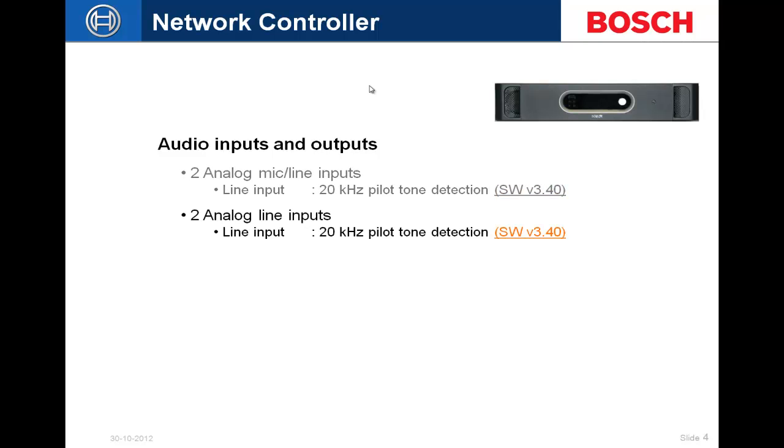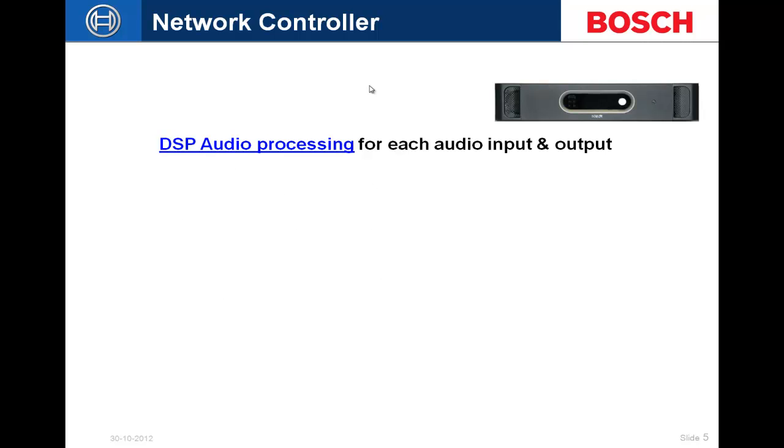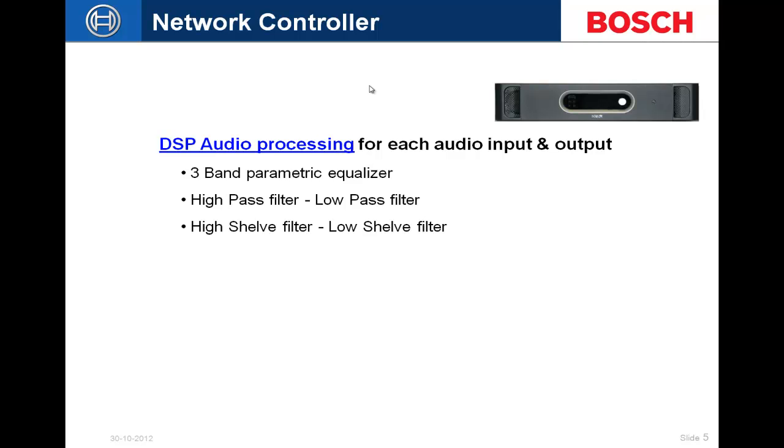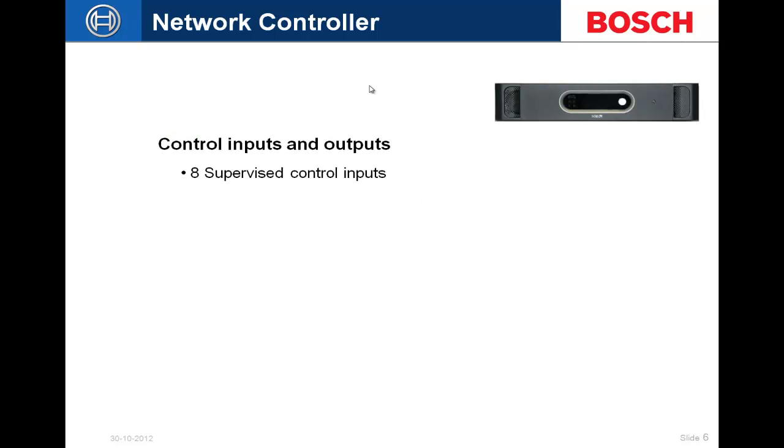As far as audio inputs and outputs, we've got 4 audio ins and 4 audio outs. The first 2 inputs on the system are going to be switchable between mic and line input. The second 2 inputs are going to be line input only. And the outputs within the system offer 4, and pilot tone can be enabled for all 4 of those. DSP audio processing is available on every input and output within the system. 3 parametric filters, high pass, low pass, shelf filters, and also input sensitivity and output gain adjustments are available.